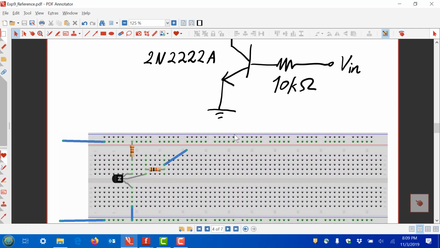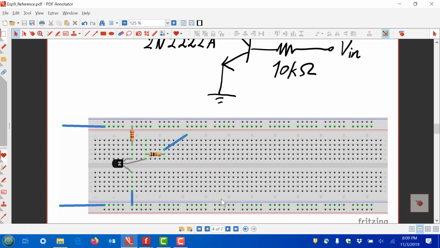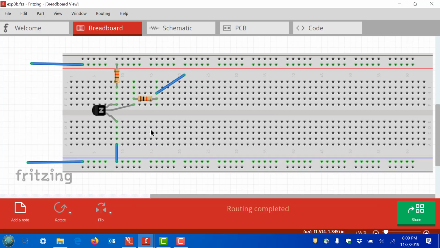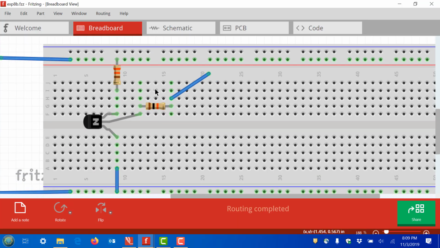So here's my view of it. I'll mention what these are a little bit, but basically, if we were to look at it a little more closely, this is how it kind of looks like. A little closer look maybe. This is our 330 ohm. This is our 10K, right?